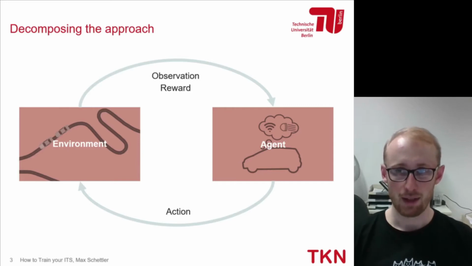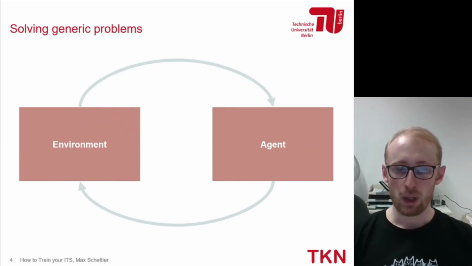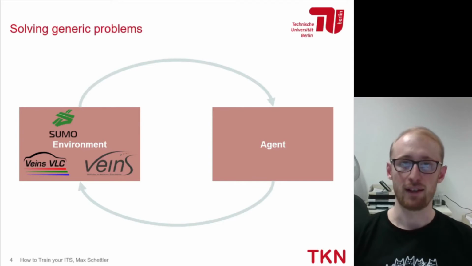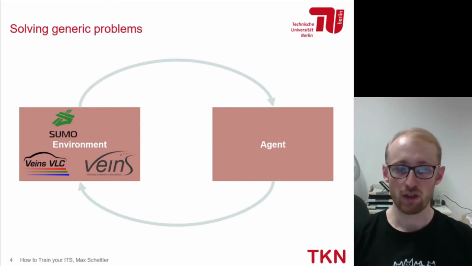If we want to implement it in such a way, we need to first implement the environment and the agent. For the environment, that is pretty straightforward for us because we can use our usual tools. In our case, this was SUMO for traffic simulation. We used Veins for the communication part and the extended Veins VLC to implement visible light communication, so that we have two different communication methods.